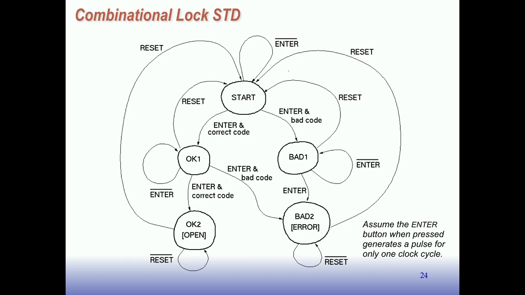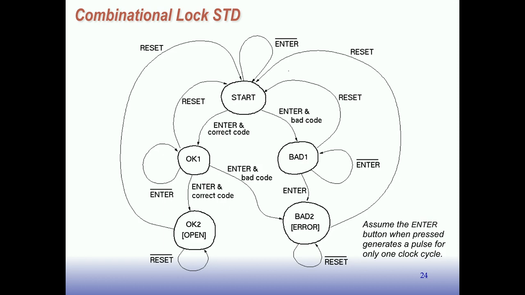Okay, but we have to remember the fact we're on a bad path. If we're in OK1, and again, we just loop here, waiting for the button press. The button press comes with a correct code, then we go into OK2, assert open, right? And as long as we don't reset, we just stay there with the door open, and then at some point we reset and we go back.